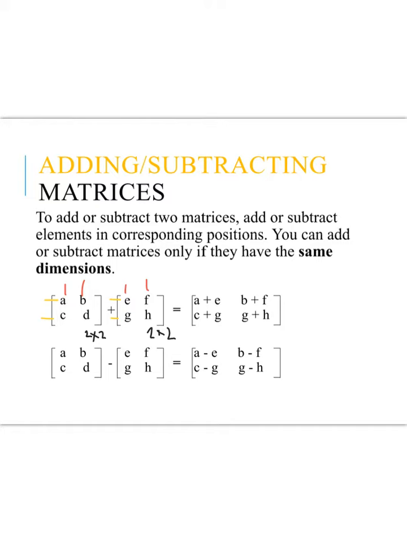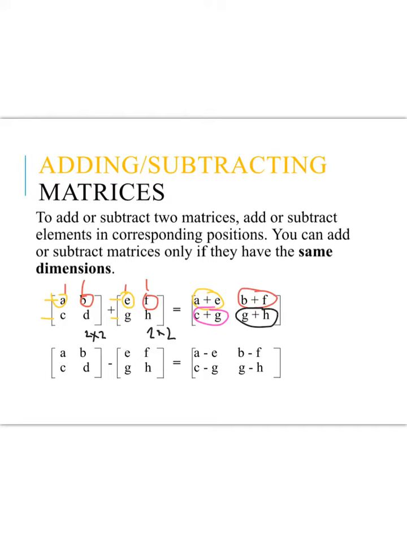So the way we add matrices is we just add the elements that are in the corresponding position. So A and E are both in the top left. So my new matrix, top left, will be A plus E. Okay, now I can add B and F because they are both in the top right. So my new matrix will be B plus F in the top right. And I can do the same with the others, so I'd have C plus G, and I'd have D plus H.